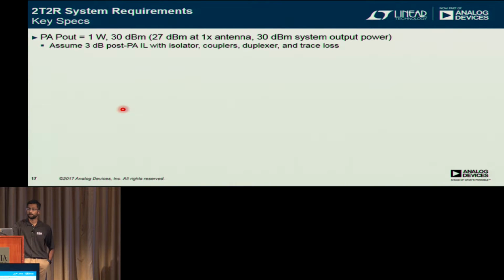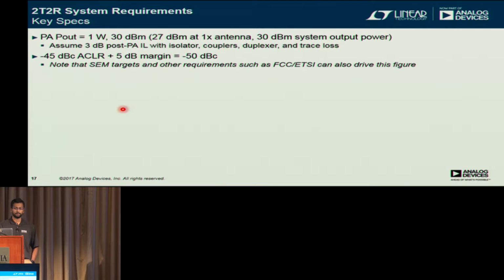Let's assume that your PA output power is 1 watt. That means 27 dBm at one antenna, 30 dBm total system power. 3 dB post-PA insertion loss is kind of forgiving. I'm just assuming that it's 3 dB. Let's just say poor design, whatever.